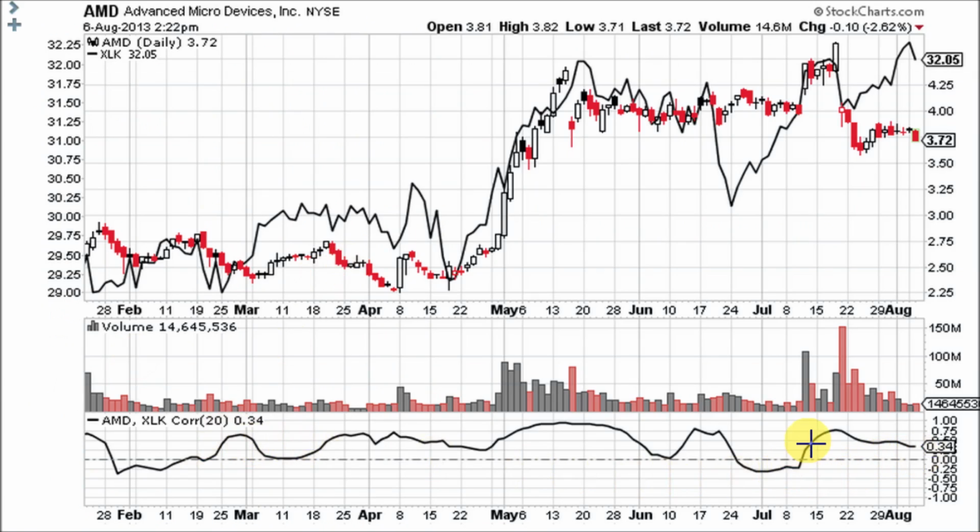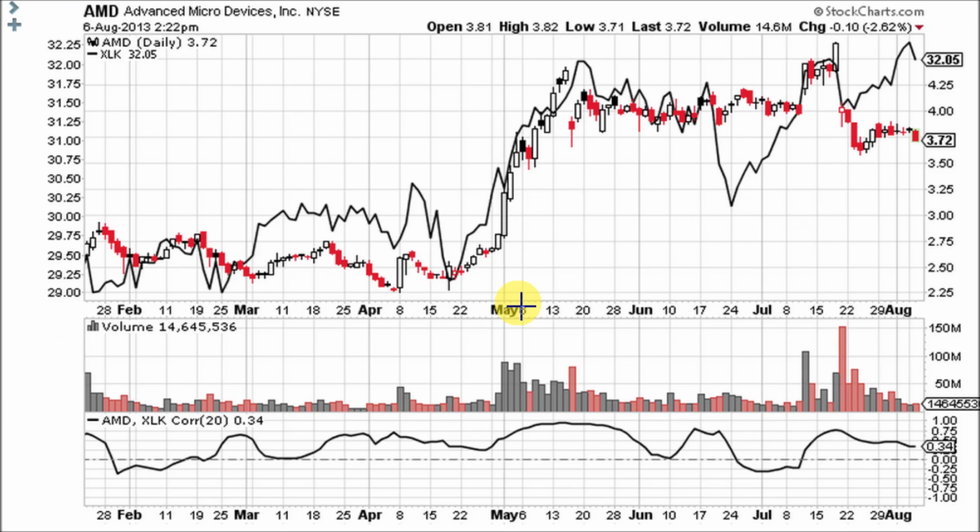A very strong correlation right here, and a very weak one right here and there. See how XLK goes way down and AMD runs flat. So there's not much correlation right here. Right here, XLK goes up, AMD runs flat. Not a whole lot of strong correlation there either. Okay, now let's say you want to check out some other examples to see if anybody can do better than this.